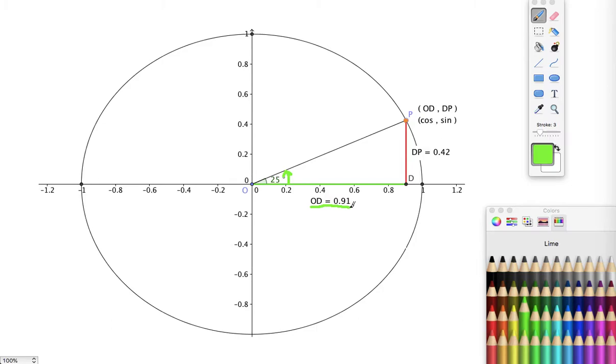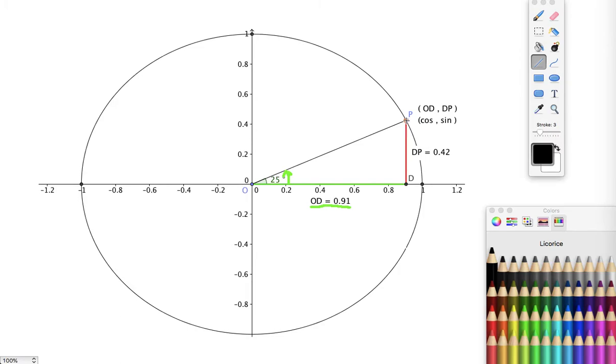All right, so the question is, where else on this unit circle does it have the same cosine? Cosine is related to the x-coordinate, or basically the width, the distance from the middle to here, 0.91. So where else on this unit circle does it have that exact same width, same x-coordinate?